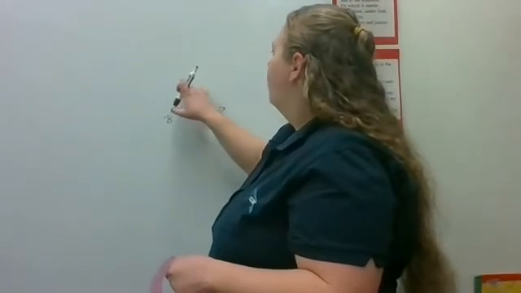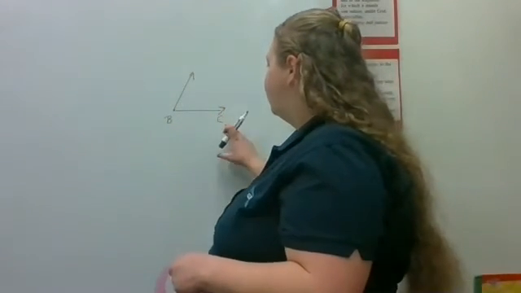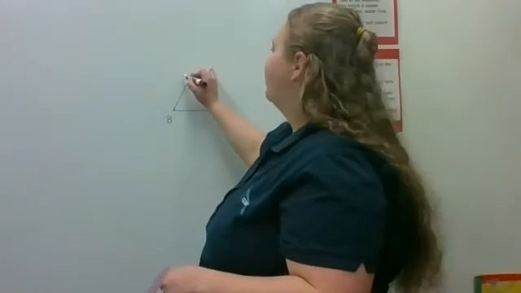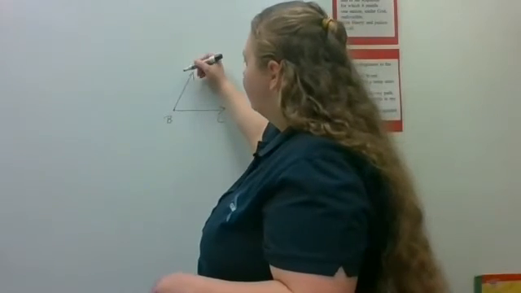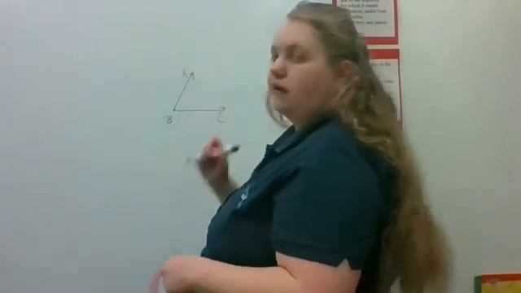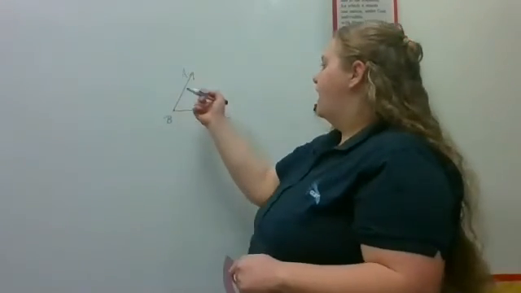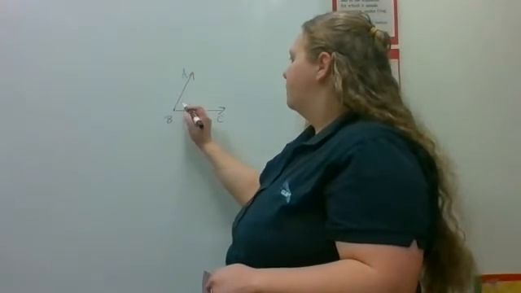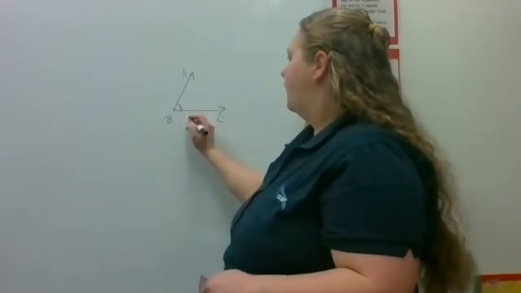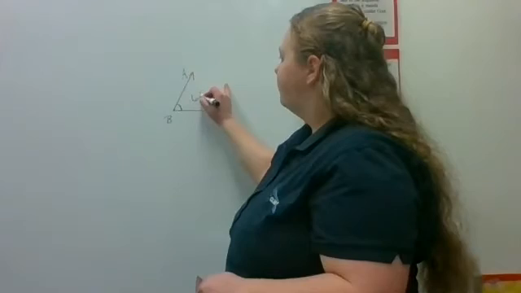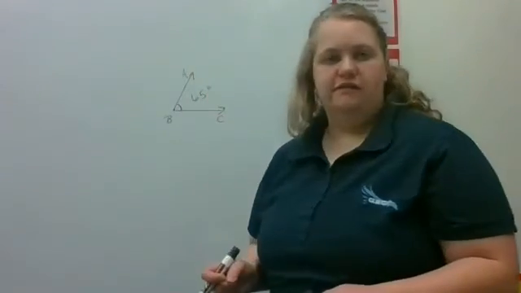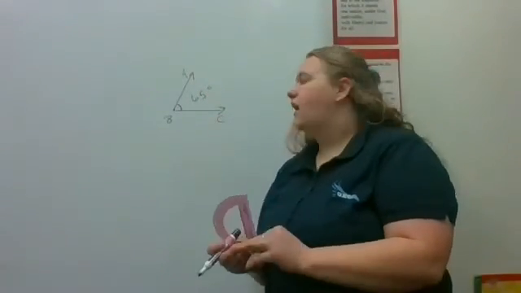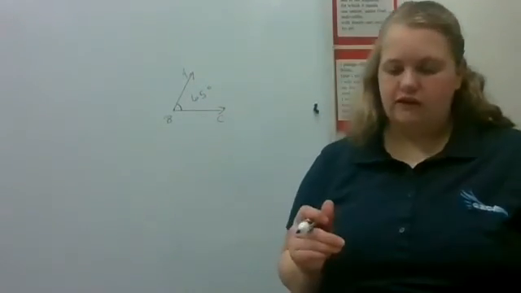So we have this labeled BC. We can label this one as A, okay? So we have an angle ABC. We can put our little arc symbol there, and this is 65 degrees, okay? So that is how you're going to construct the angles.